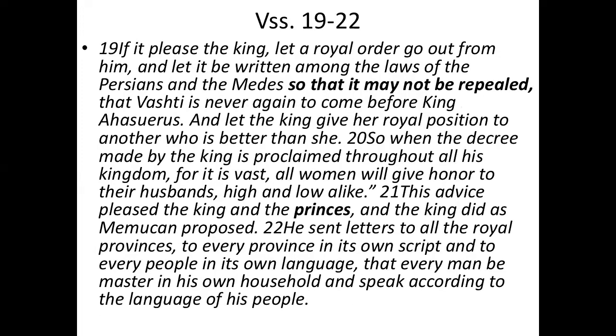If it please the king, let a royal order go out from him, and let it be written among the laws of the Persians and the Medes, so that it may not be repealed. Remember, you saw this in Daniel too, right? That the laws of the Persians and Medes, once you wrote it, even the king couldn't reverse it. That's why Daniel ends up in the lion's den, even though once King Darius finds out, he realizes Daniel's in there for the wrong reasons. He couldn't just save Daniel out of it.